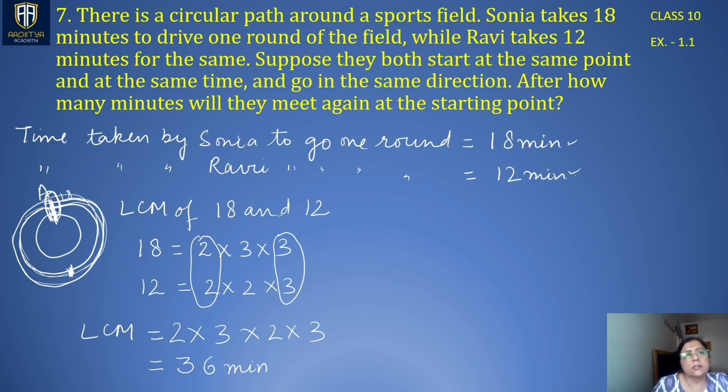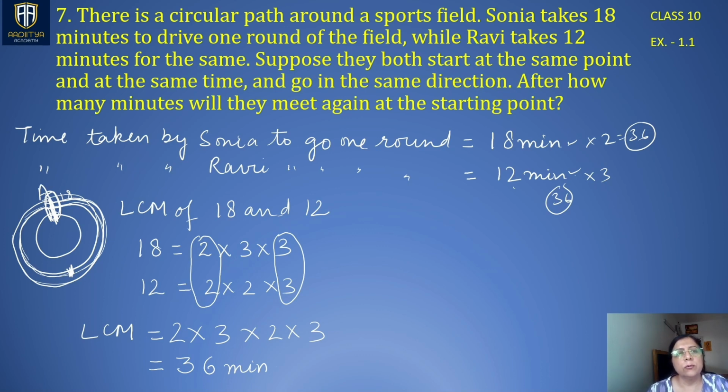That means if they are starting at the same time, after 36 minutes, you can check that Sonia will be finishing her two rounds of the circular field. She will take two rounds in 36 minutes, and Ravi will take 12 multiplied by 3, three rounds in 36 minutes, right? So after 36 minutes, both of them will be completing an integral number of rounds. They are not in fractions. They will exactly be at the same position from where they had started.